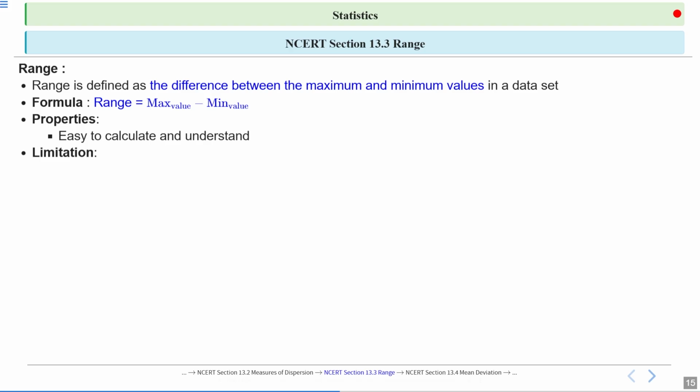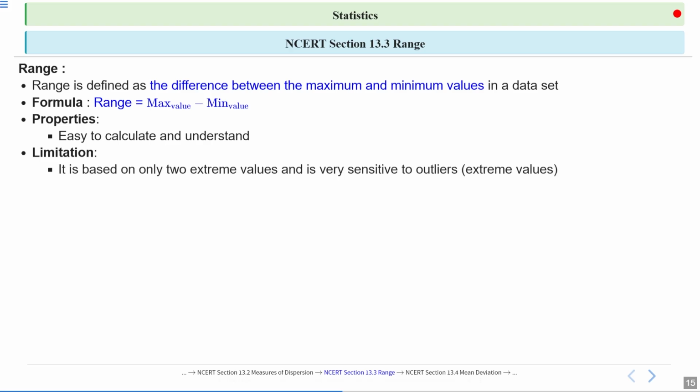However, the range has its limitations. Range can be calculated easily, and we can easily understand the range of any data set, but there are some limitations of range. It is based on only two extreme values, which makes it very sensitive to outliers. Outliers are extreme values that can skew the range significantly.